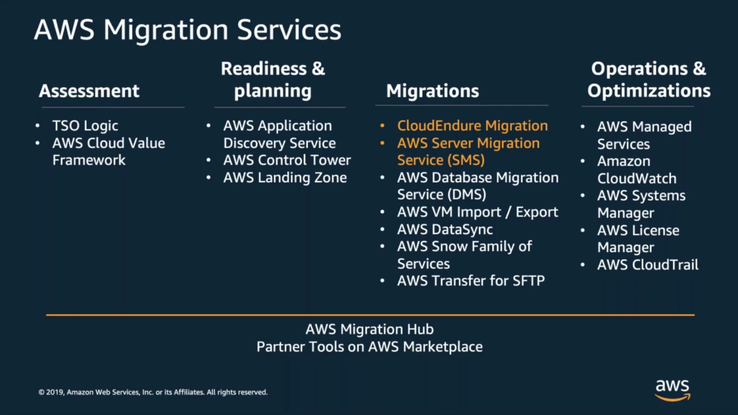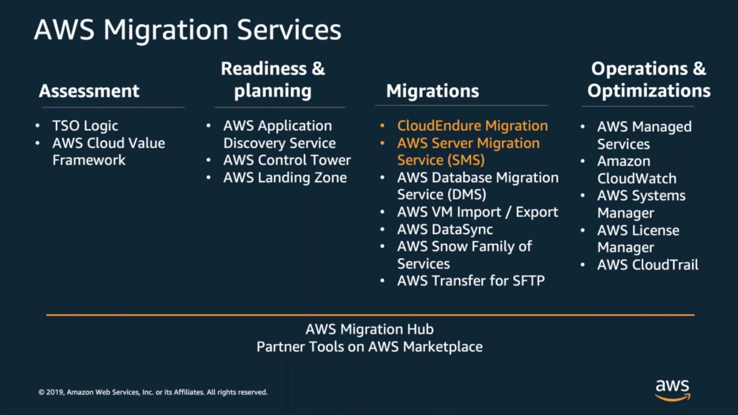This is a portfolio of our migration services that help you traverse through this entire journey. So we have services for the assessment phase like TSO Logic. For readiness and planning, there are multiple services our customers use: Application Discovery Service, Control Tower, and Landing Zone. And when it comes to the migration execution phase, depending on the use case, there are different services available. So we will discuss in the next slide how to select the right service for the right use case.